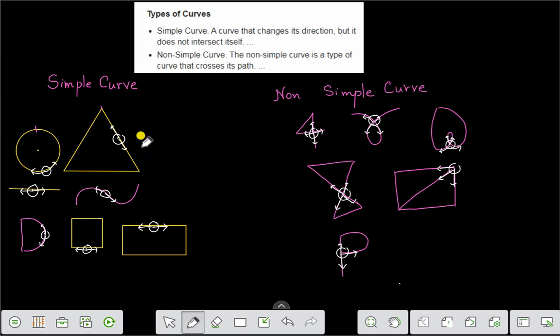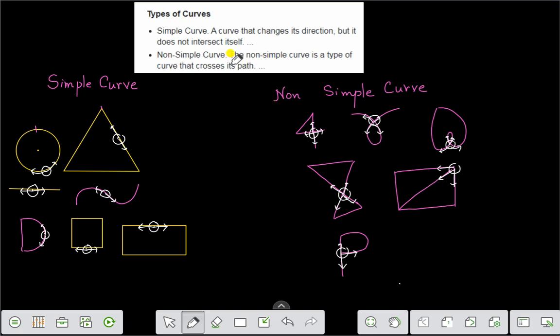Here you see, if we give an idea, take a point, and if you move only in two directions, that means that is a simple curve. Here also it is in two directions. If you take a point on this circle, then you can move only in two directions. Here also if you take a point, you can move only in two directions, and here also you can move in two directions. Here also you can move in two directions, and here also you can move only in two directions. That means these are simple curves. If you can move only in two directions, that means that curve is a simple curve. If you can move in more than two directions, then it is a non-simple curve.